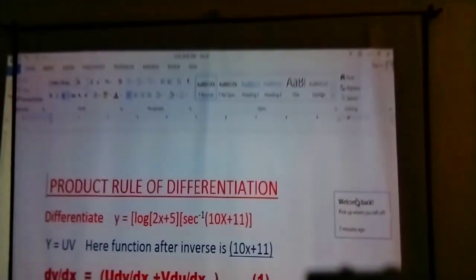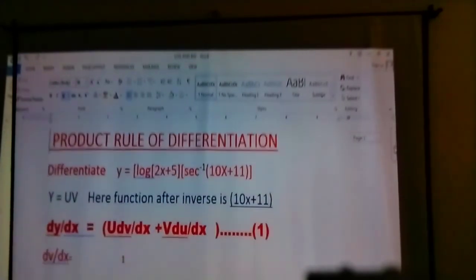Here I have taken one sum, that is product rule of differentiation. Differentiate y is equal to log of 2x plus 5 into secant inverse of 10x plus 1. First one is called u, another one is called v. Here it is in the uv form. Here the function after inverse is 10x plus 1. So now no doubt the problem is in the uv form.